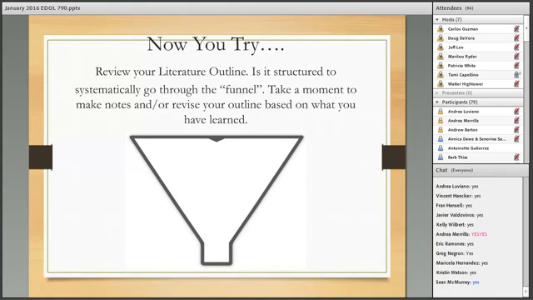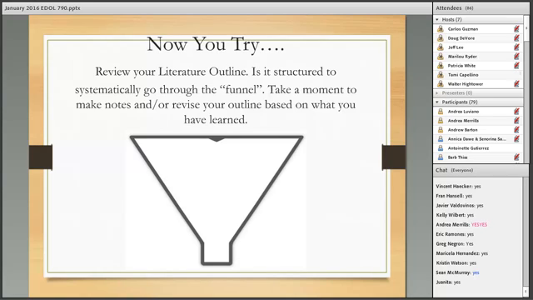So now we're going to just pause here for a moment and give you a few minutes to give this a try. But most of you, if not all of you, should have written a literature outline. That is one of the assignments in the course. If you have that handy, could you please take that out and give it a good second look? And based on the information you just heard, is there anything you think you need to revise or possibly write notes on that you might need to change on that outline?